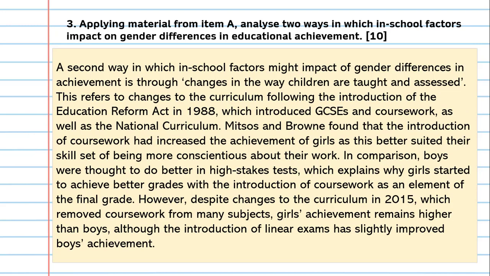Second paragraph, a second way in which in-school factors might impact on gender differences in achievement is through changes in the way children are taught and assessed. Again, item A, this refers to changes in the curriculum following the introduction of the Education Reform Act in 1988, which introduced GCSEs in coursework as well as the national curriculum. So I'm using a bit of policy here. Even though policy is on a different spec point, we can use policy to explain gender differences.